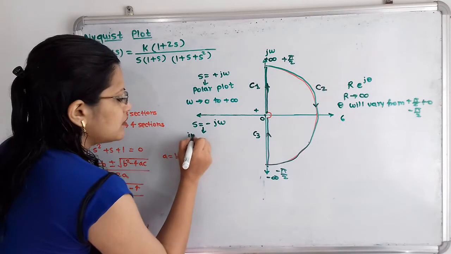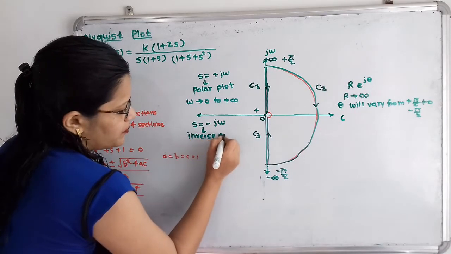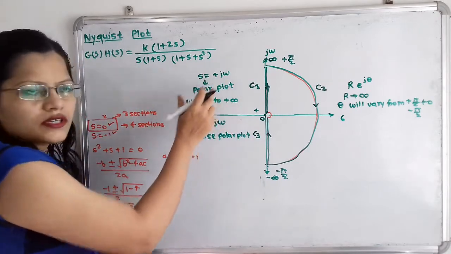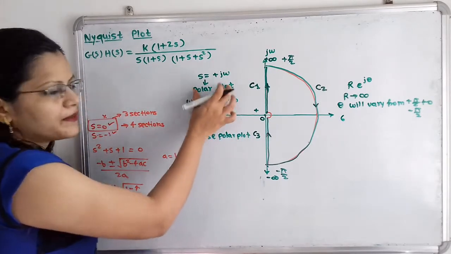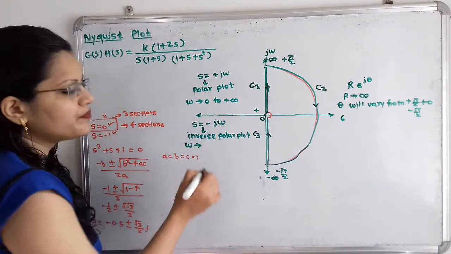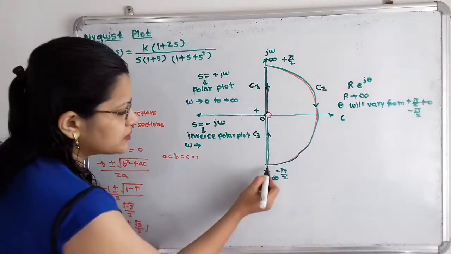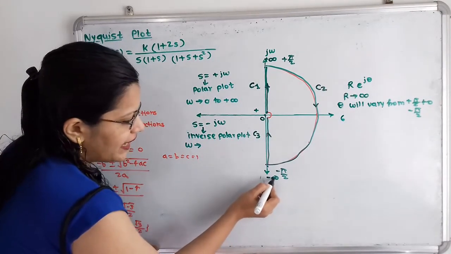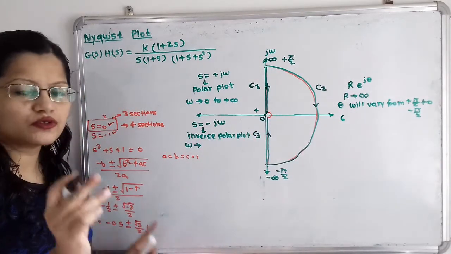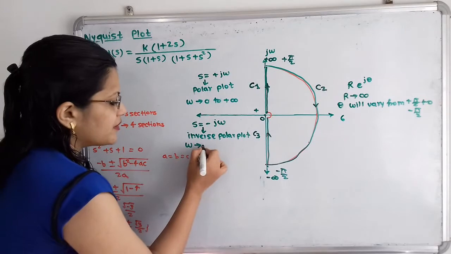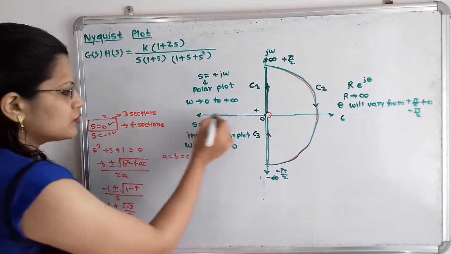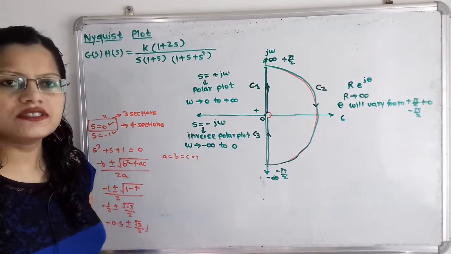So I will use the inverse polar plot here. This inverse polar plot is the mirror image of the polar plot. And here omega will vary from, now how to decide? If we observe, here is minus infinity, and this section C3 moves from minus infinity towards 0. So we will say that omega will vary from minus infinity to 0. So this is all about the section C3.